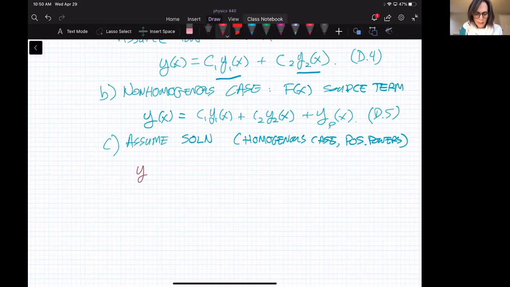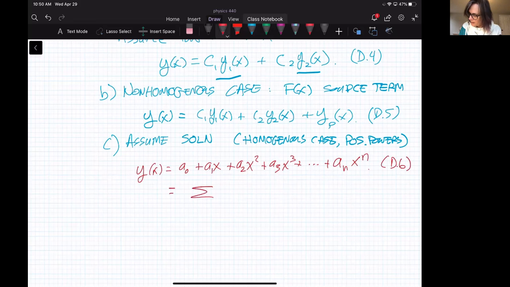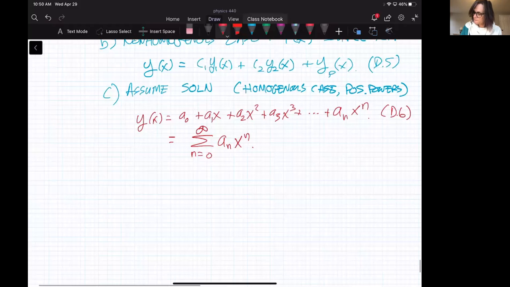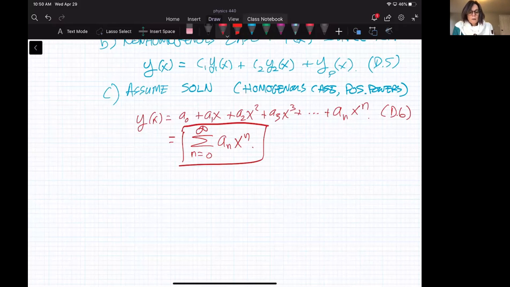So we're going to assume y of x is equal to a naught plus a1 x plus a2 x squared plus a3 x cubed and so on, a sub n x to the n, or the sum from n equals 0 to infinity of a sub n x to the n. So that's it. I mean, that's essentially all we need to do.